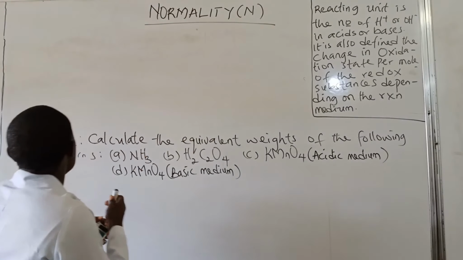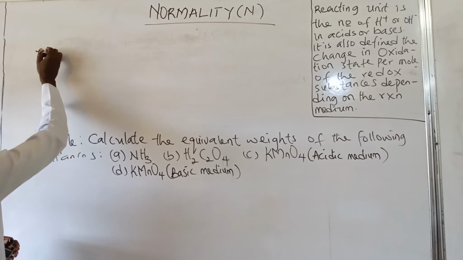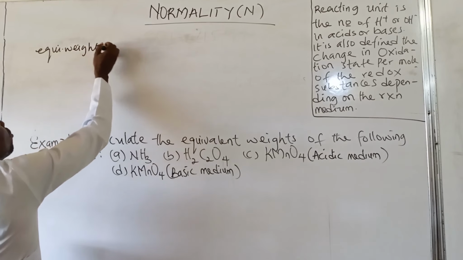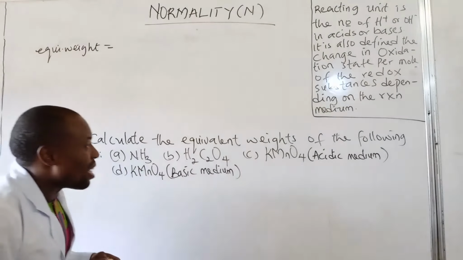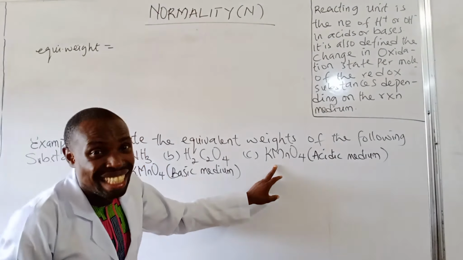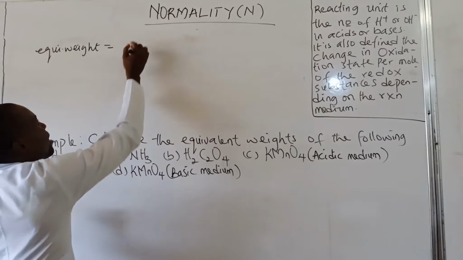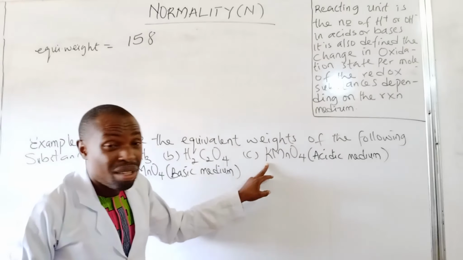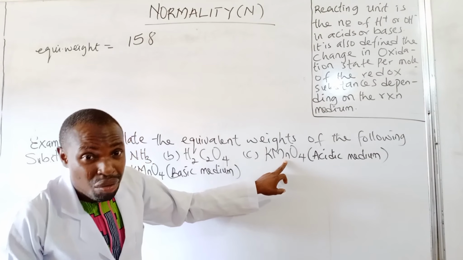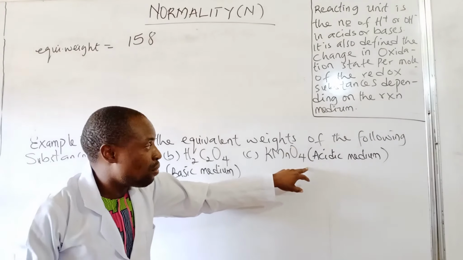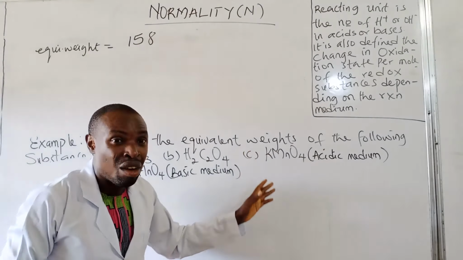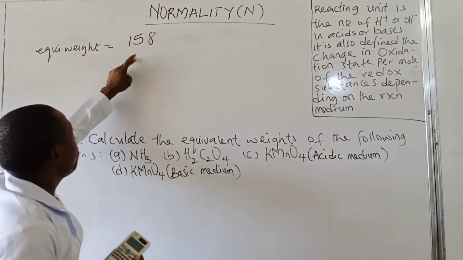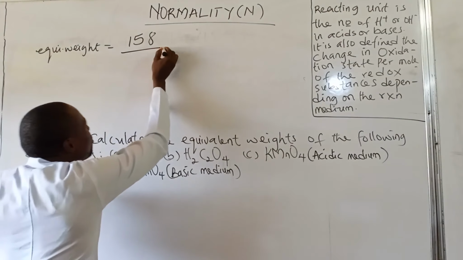Now listen. Do not forget that we have said that equivalent weight is equal to, now let's move on, the molar mass of potassium permanganate is 158, in the sense that the relative atomic mass of potassium is 39, manganese is 55, oxygen is 16. So 16 times 4 will give me 64 plus 55 plus 39. Altogether will give me what? 158. Are you with me now? So we move here. So now is the reacting unit.